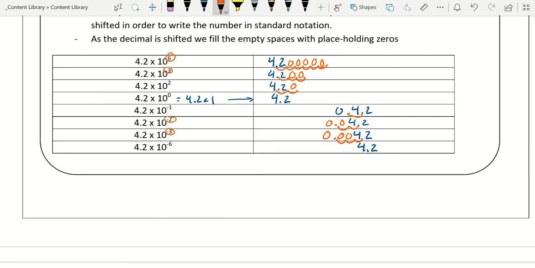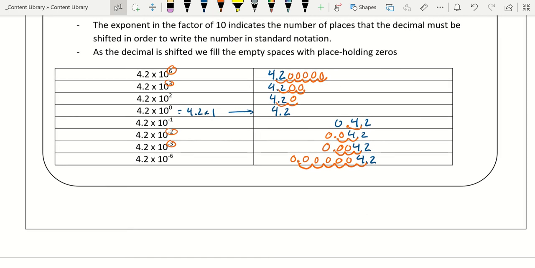And lastly, 4.2. Let's move that decimal over. 1, 2, 3, 4, 5, 6. Put our decimal: 0.0000042. Let's see, how many zeros did I say? 1, 2, 3, 4, 5. So 0.0000042.